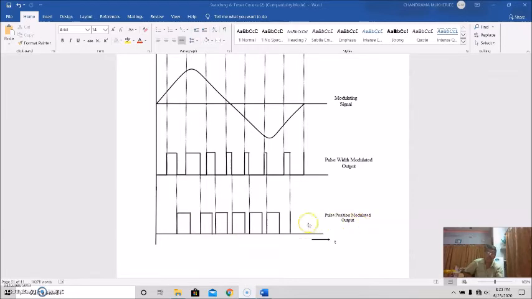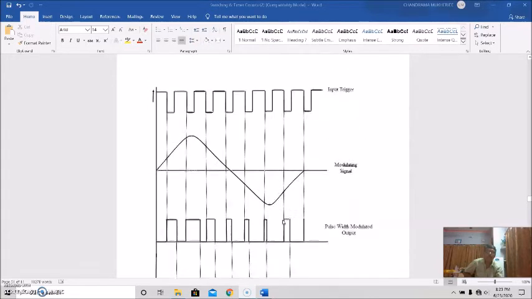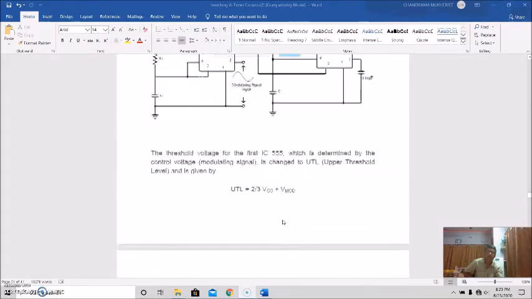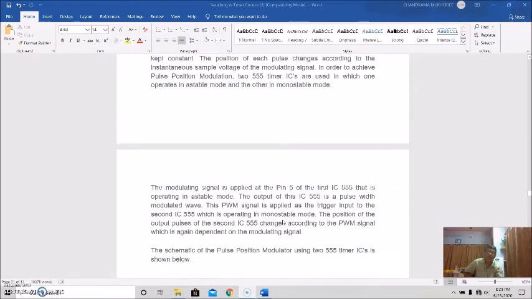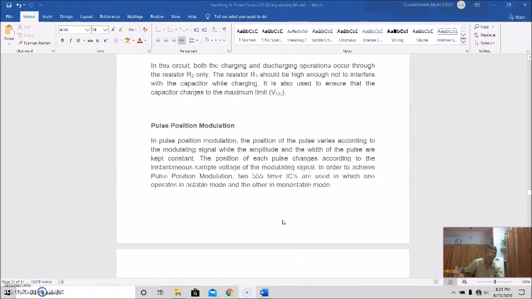See, okay, position has been changed. So that is a very important application of multivibrator using 555 timer. This is pulse position modulation, that is using a two timer IC circuit.